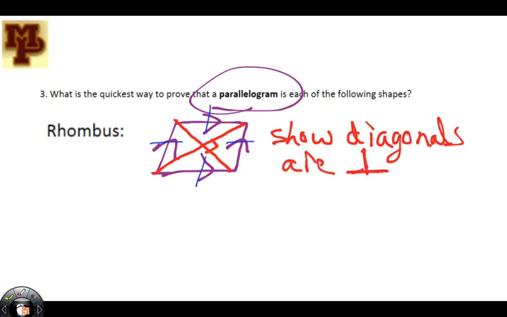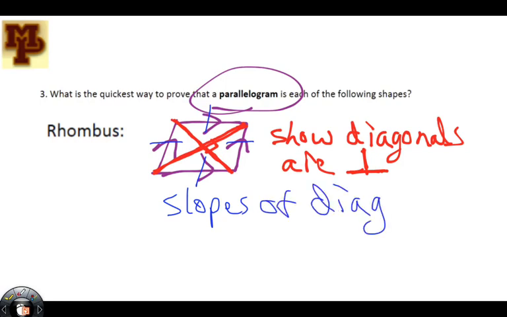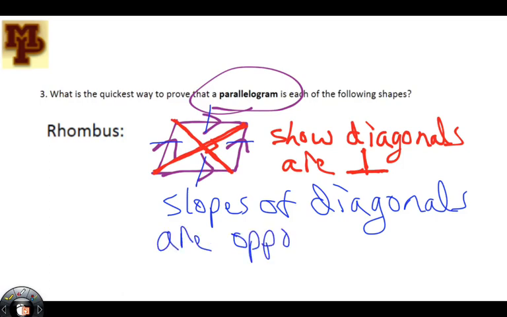Okay. How would you show that? You would calculate the slopes. So calculate the slopes, and remember slopes would be opposite reciprocals. So slopes of diagonals are opposite reciprocals.